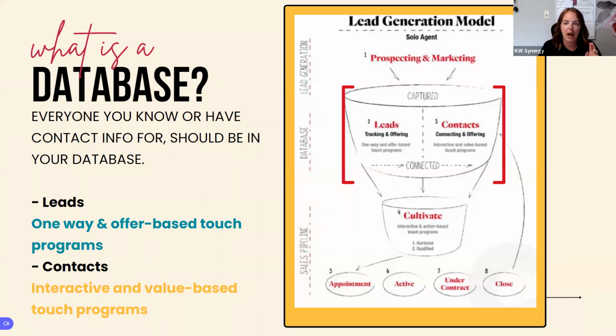So you have two different types of people in your database. You have leads and you have contacts, and understanding the difference just changes everything. So a lead is when you are tracking and offering. So that is typically a one-way communication, typically you to them. Hopefully that is the only one-way communication.